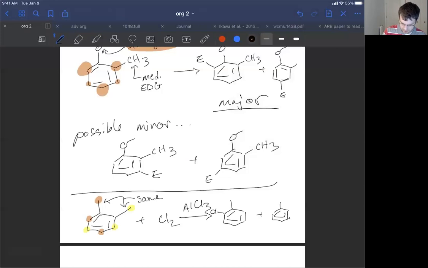plus Cl here. Now, if I draw the Cl in the other two spots, it's just the same. By symmetry, it's the same because the methyl groups are the same.